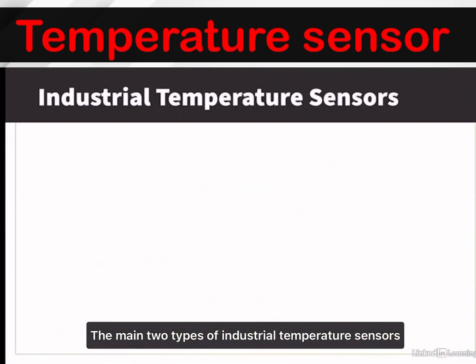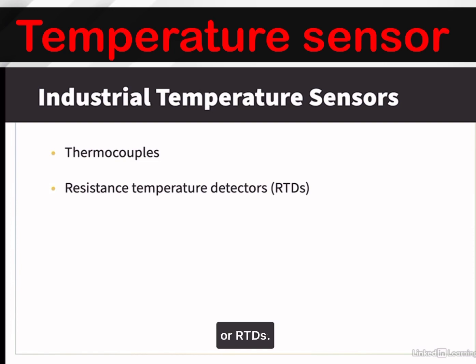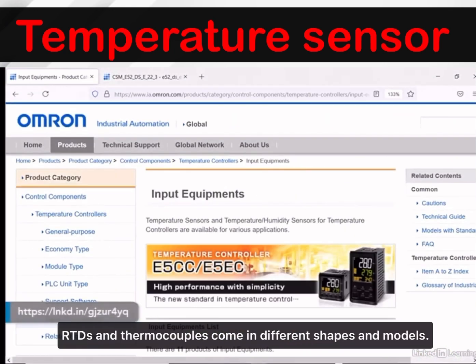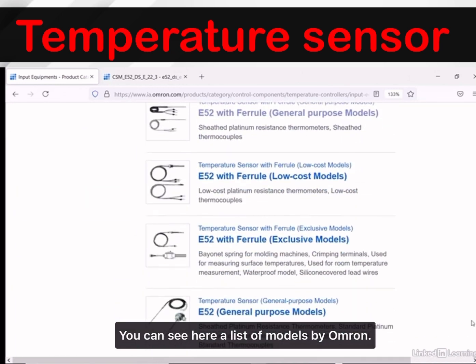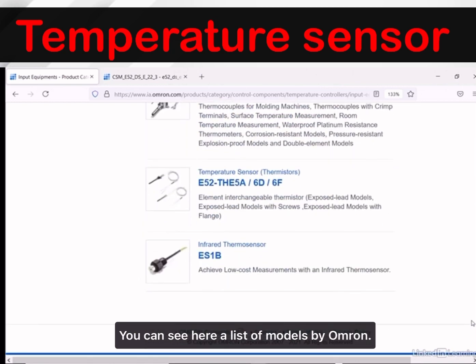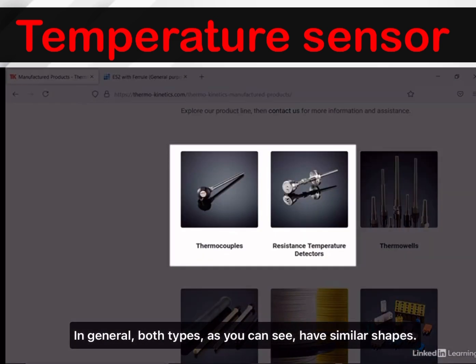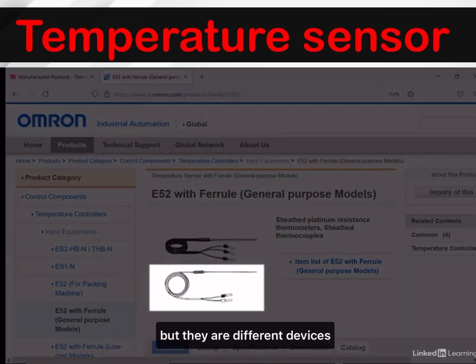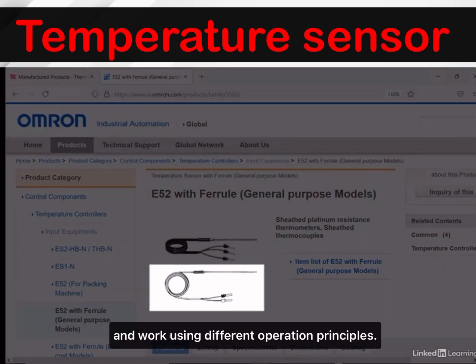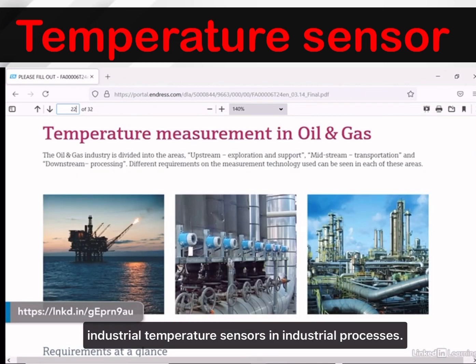The main two types of industrial temperature sensors are thermocouples and resistance temperature detectors, or RTDs. RTDs and thermocouples come in different shapes and models. You can see here a list of models by Omron. In general, both types, as you can see, have similar shapes. Thermocouples are usually a little bit thinner and have two wires, but they are different devices and work using different operation principles. Here are a few examples of using industrial temperature sensors in industrial processes.